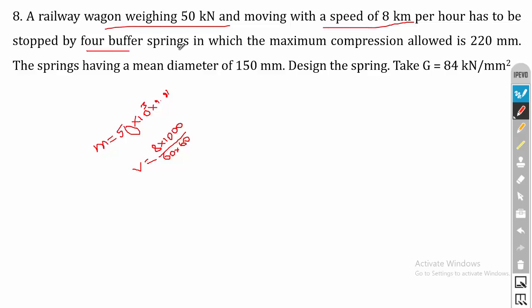It has to be stopped by 4 buffer springs. So here the number of springs is 4 with a maximum compression of 220 mm. So del is equal to 220 mm. The springs have a mean diameter, that is capital D is equal to 150 mm. Design the spring, take G is equal to 84 kilonewton per mm square. Here the G value is given, but the tau value is not given. So we have to assume the tau value, and we can assume a tau value between 400 to 500 as a standard material property for spring design.